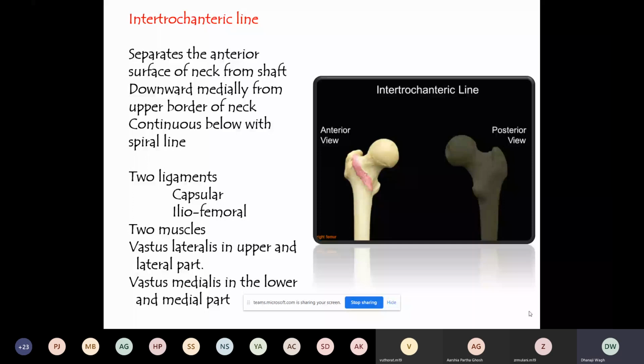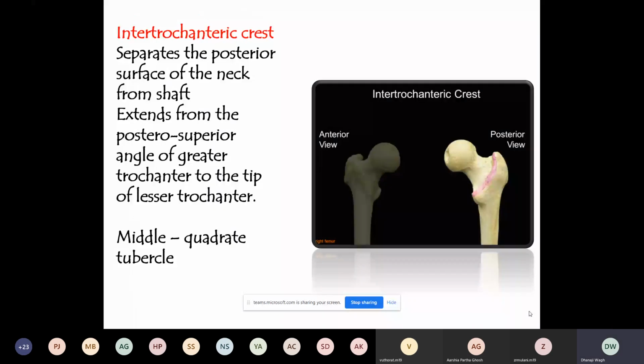Now see this intertrochanteric crest. This intertrochanteric crest separates the posterior surface of the neck from the shaft. It extends from the posterior superior angle of the greater trochanter to the tip of the lesser trochanter.